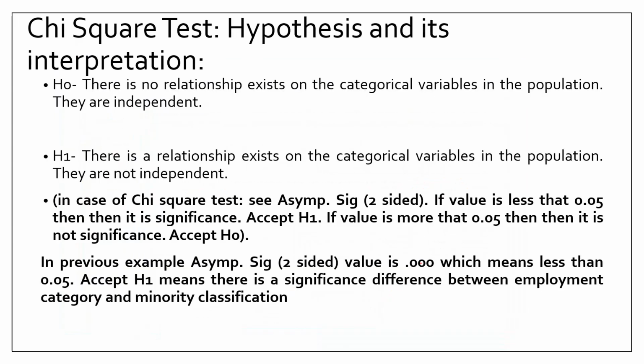How can we write it? This is the hypothesis: there is no relationship between the categorical variables in the population. In our case, there is no relationship between employee category and minority classification, and H1 is the opposite. If the value is less than 0.05, then it is significant, accept H1. If the value is more than 0.05, then it is not significant, accept H0.